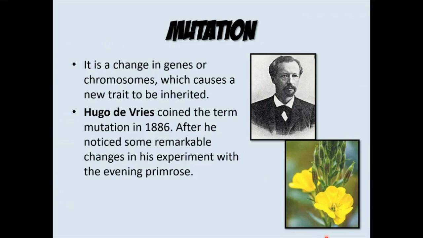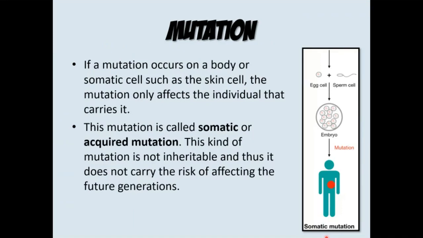So, in terms of mutation again, if a mutation occurs on a body or somatic cell such as the skin cell, the mutation only affects the individual that carries it. Meron tayong dalawang klase ng mutation, no? This mutation is called somatic or acquired mutation. So, this kind of mutation is not inheritable and thus it does not carry the risk of affecting the future generation. Dun lang sa part ng katawan lang niya. Or parang sabihin natin, under lang siya ng somatic cell. Kung alam natin yung mga basics sa sexual at asexual reproduction, magigets natin to.